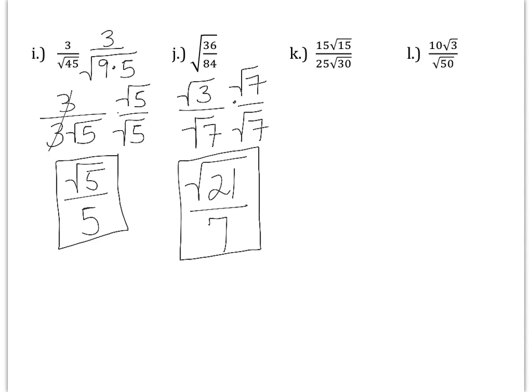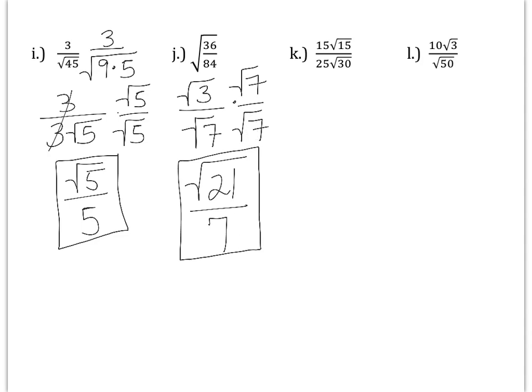Now, letter J. Again, I reduced this fraction. So I fully reduced 36 over 84. They're both divisible by 12. So that's what I did. I divided by 12 and I got 3/7. Then I got rid of the radical in the denominator and I ended up with this.